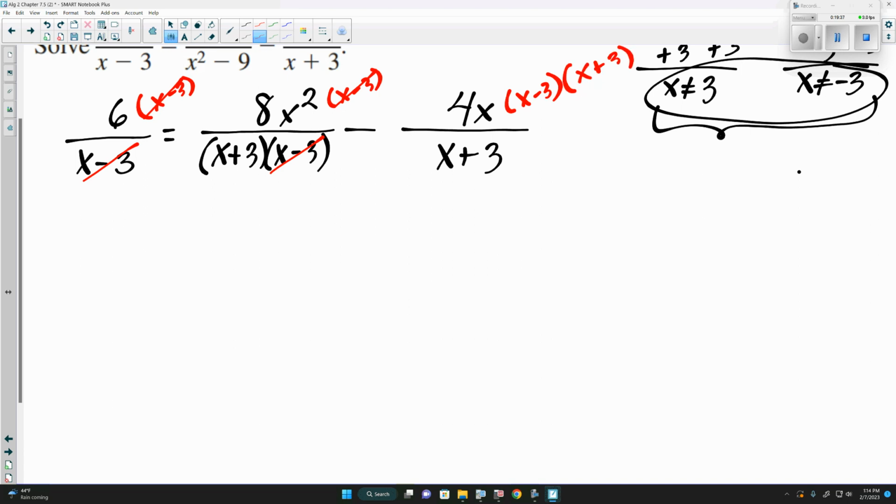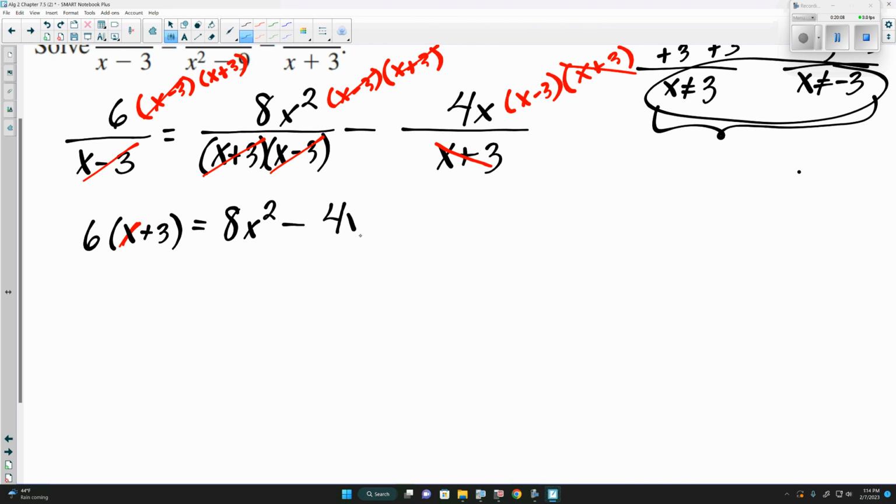x plus 3. Now the first one, we don't have anything else that simplifies, but the middle, the x plus 3 and x plus 3 will cancel. And then the last one, x plus 3 and x plus 3 will cancel, leaving us with 6 times x plus 3 is equal to 8x squared times nothing, it's just 8x squared minus 4x times x minus 3.